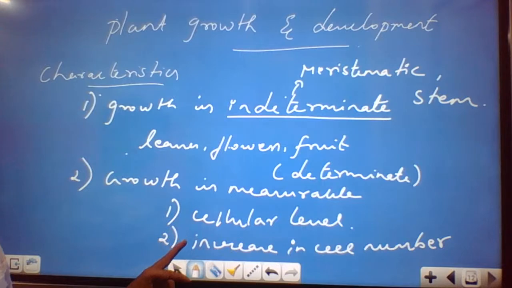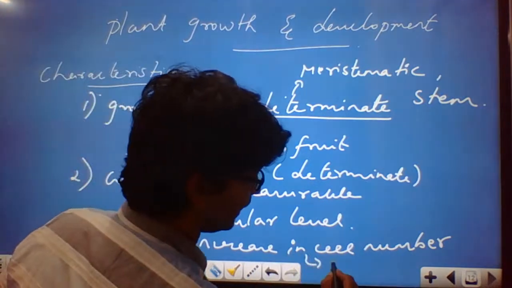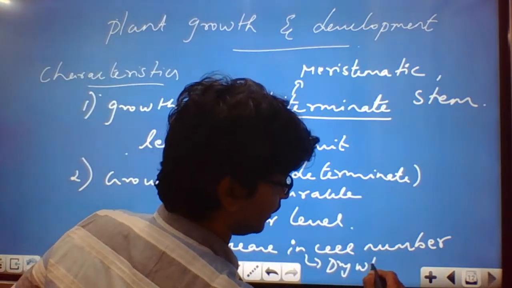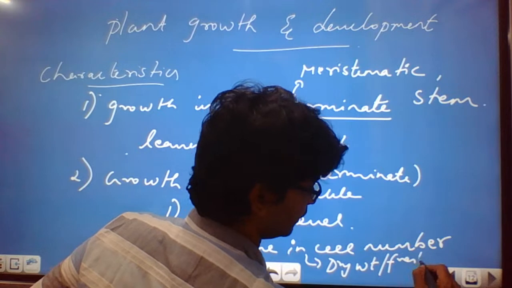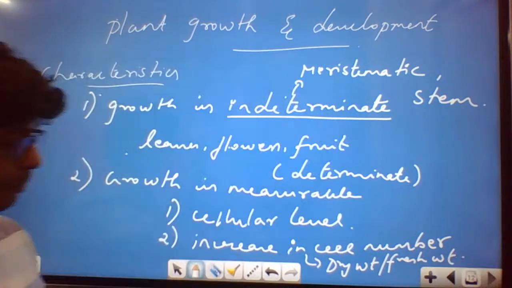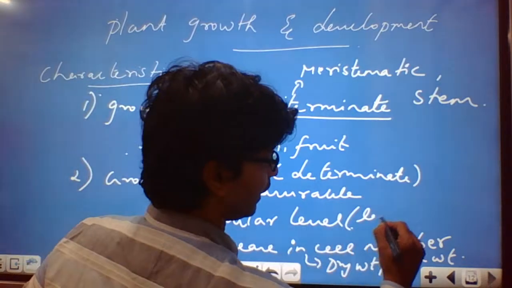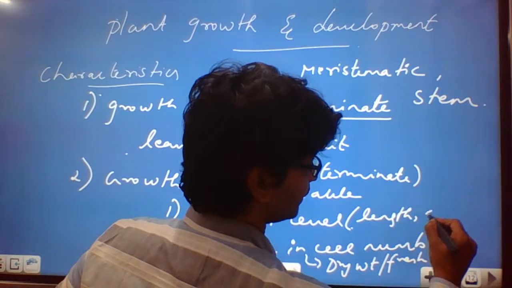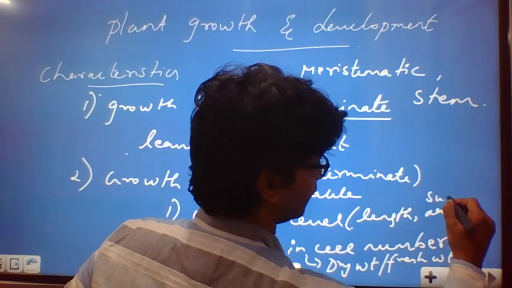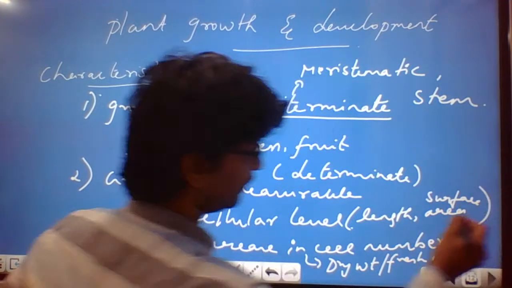So cellular level and increase in cell number. So increase in cell number or increase in size, in this you will be calculating the dry weight and the fresh weight of the plant. So that is increase in cell number. Coming to cellular level growth, you'll calculate the length, diameter, and surface area.